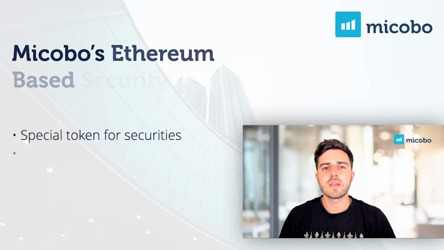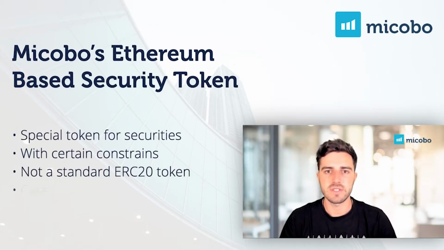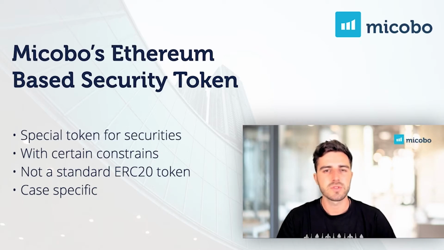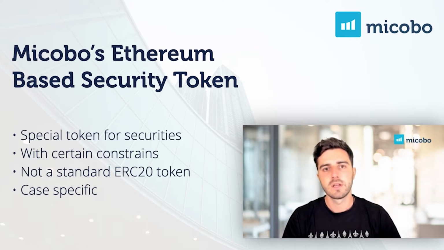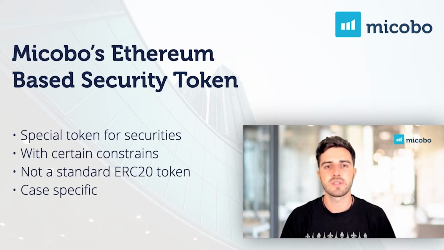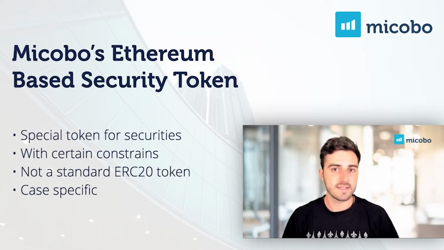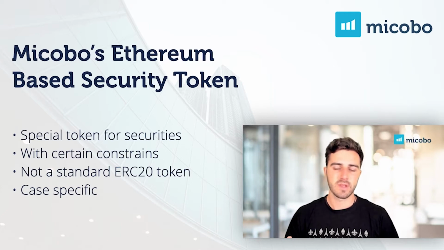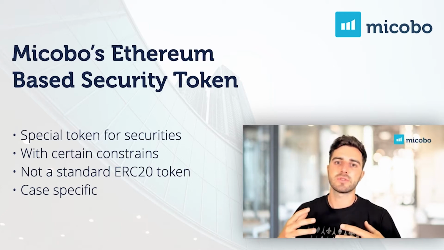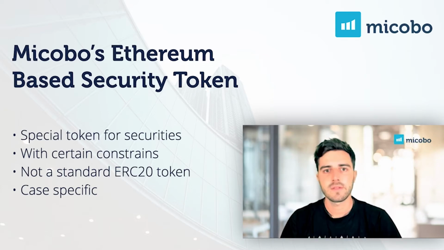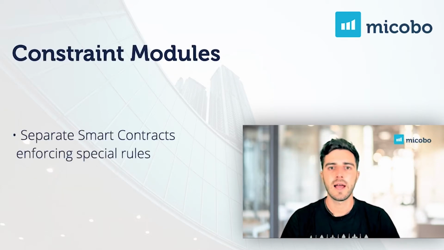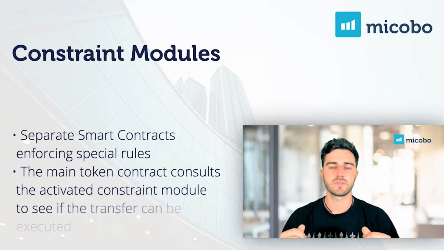Why do we need a special token for securities at all? Can't we just use an ERC20 token? Standard ERC20 tokens can be transferred to any Ethereum address at any time, and that's great. But in a regulated context, we need to put certain constraints on our tokens. This is why our security token has constraint modules.